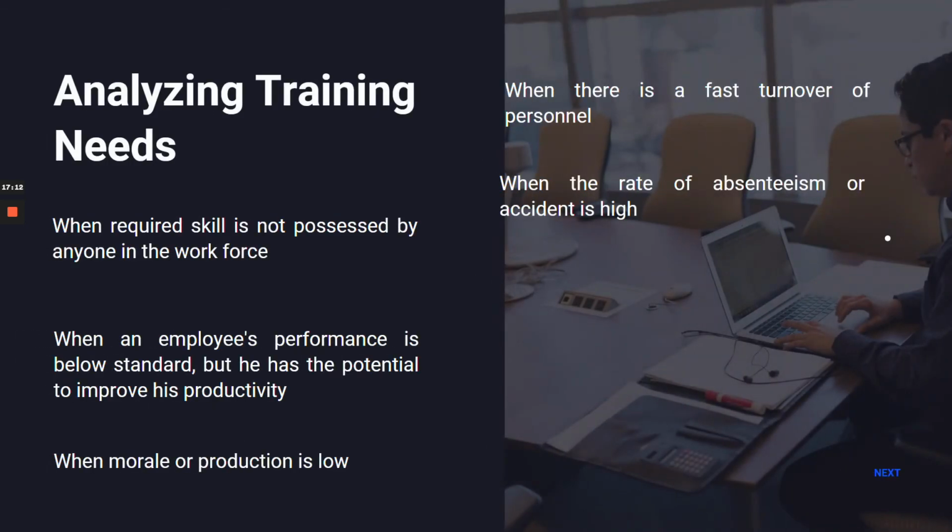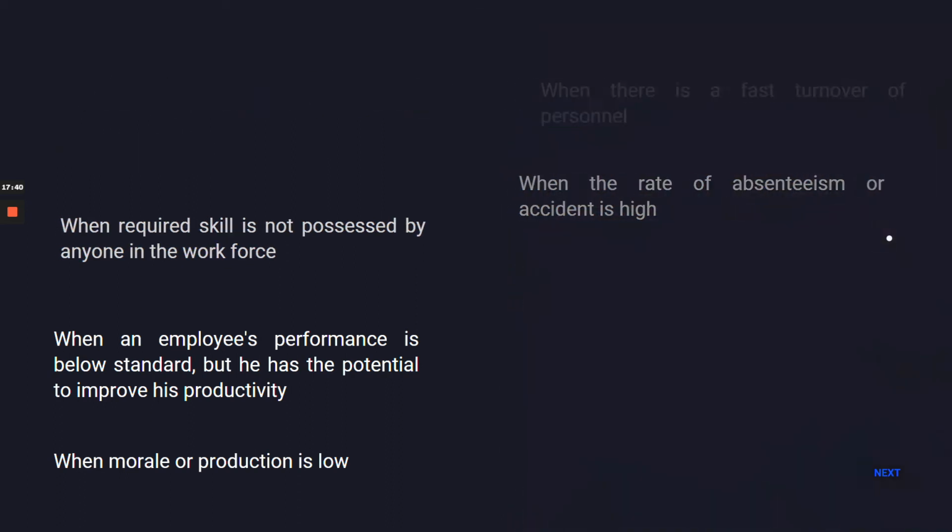And then when the rate of absenteeism or accident is high, so isa sa imong tan-awon ana, pag daghan gani nag-absent, frequent, meaning dili sila happy sa ilang work. Timan ina, because I've been there. No, pag dili ko happy, dili ko ganahan mo on time, perming absent, murag walay gana nga mo trabaho. So if you will see that, that's already an indicator that you need training.